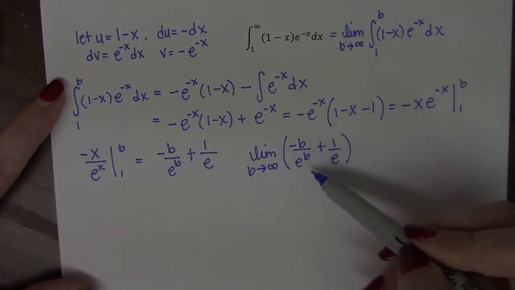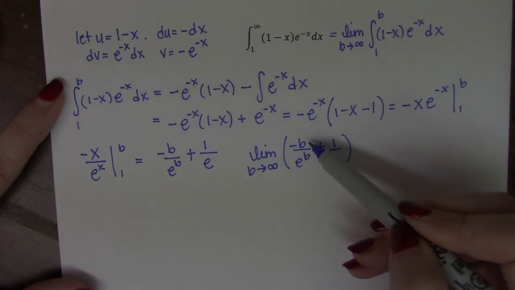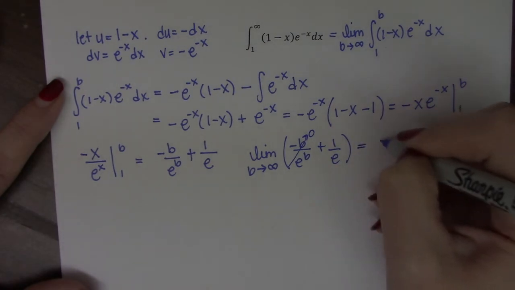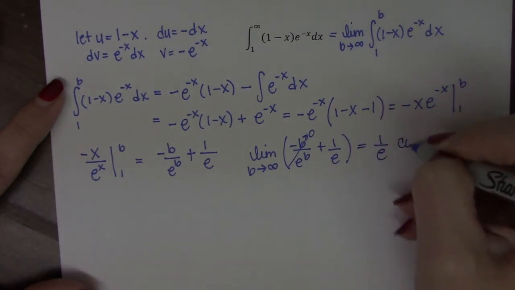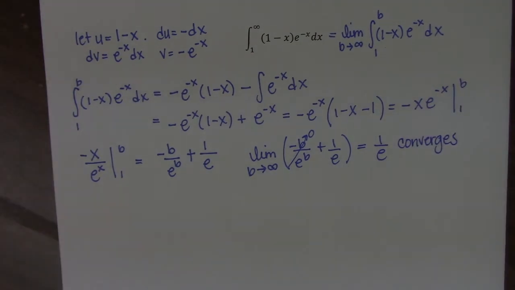We can see here that this exponential term in the denominator is going to overtake this linear term in the numerator. So this whole term is going to go to 0. So the result of this limit is just 1 over e, which is in fact a real number. So this guy actually converges.